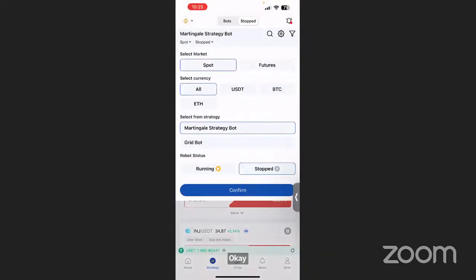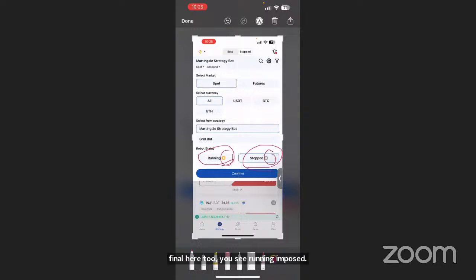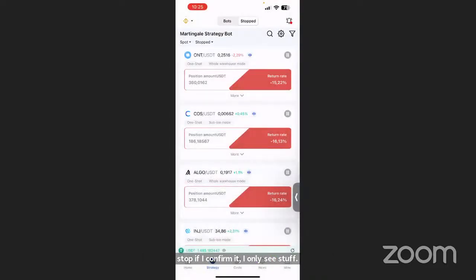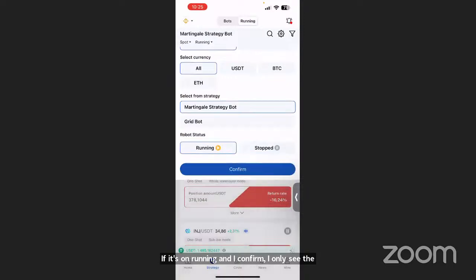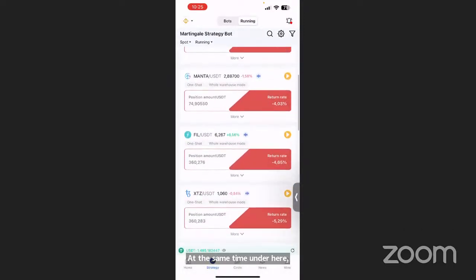When you tap on the funnel here too, you will see running and paused. Okay? But pause and play. Even on our devices, we have it. So that's the same symbol. So if it's on stop and I confirm it, I only see stop. If it's on running and I confirm, I only see the ones under running. So you can see it under the funnel at the same time under here. Okay. I hope that is okay.